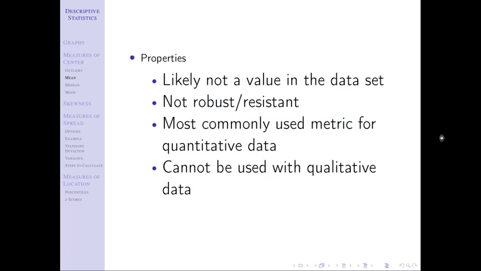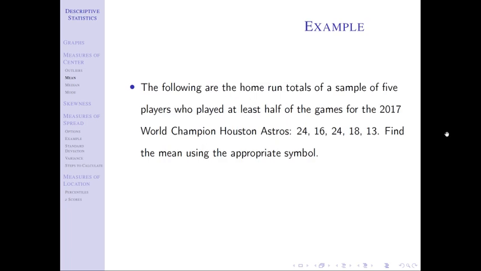So a quick example, you should be very comfortable with finding means, but let's just work through this real quick. You will be asked to do this a little bit. On homework, you have one exam question about this. The data set will be small and simple. Here are home run totals. There are 5 of them. It says find the mean using the appropriate symbol. Notice I'm asking for you to use a symbol. And at this point, you should be thinking, okay, it's either X bar or mu.